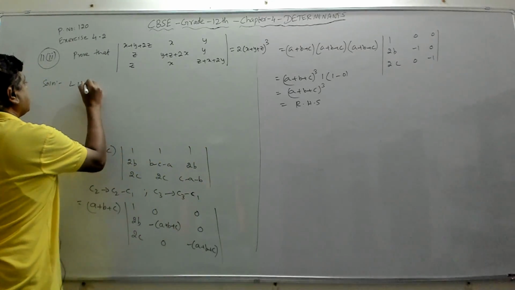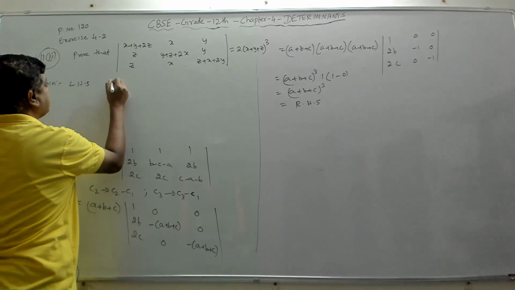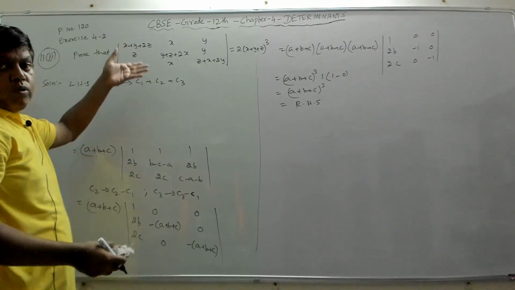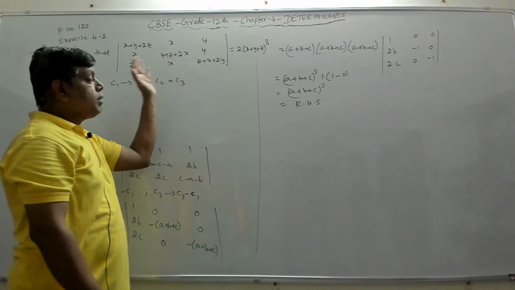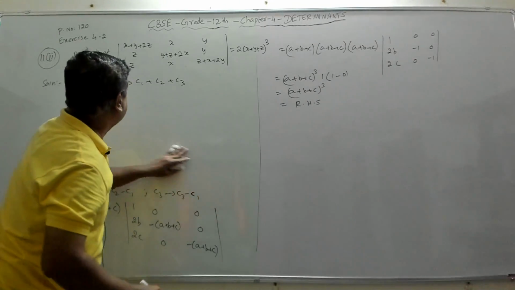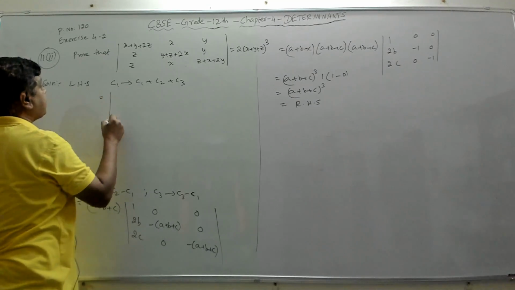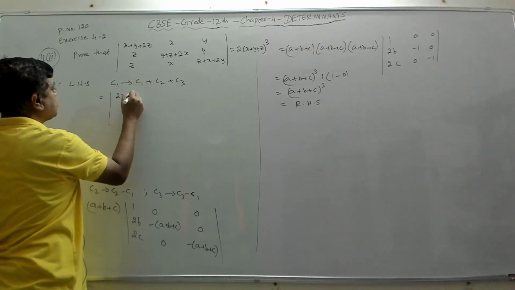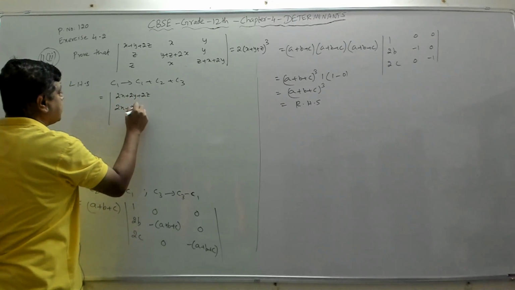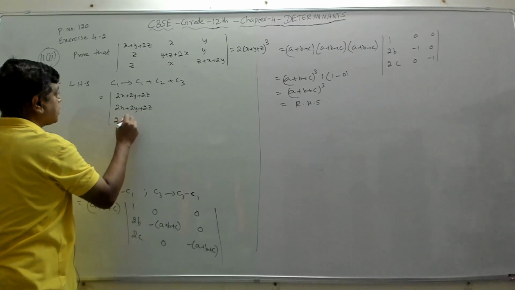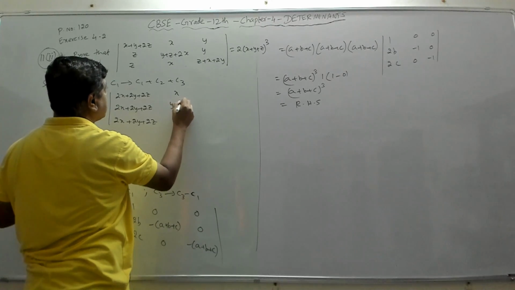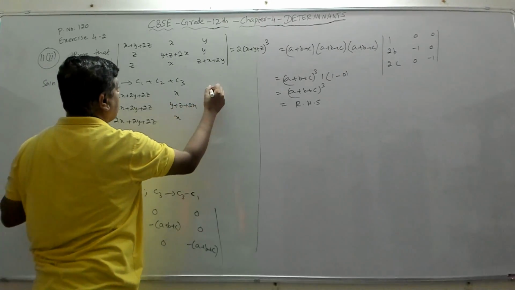column operation on the LHS. On the LHS, I am applying C1 implies C1 plus C2 plus C3. See, sometimes adding rows doesn't work, then we have to add the columns and check whether the column operation works. Right? So if I add them, it will become 2x plus 2y plus 2z. Then this will also become 2x plus 2y plus 2z. This will also become 2x plus 2y plus 2z. Then second column as it is. Third column also as it is.